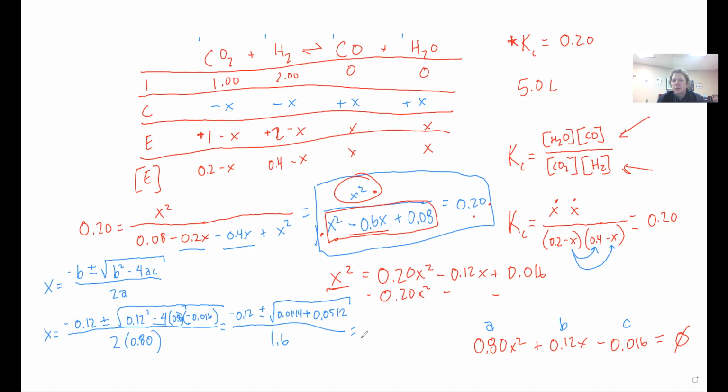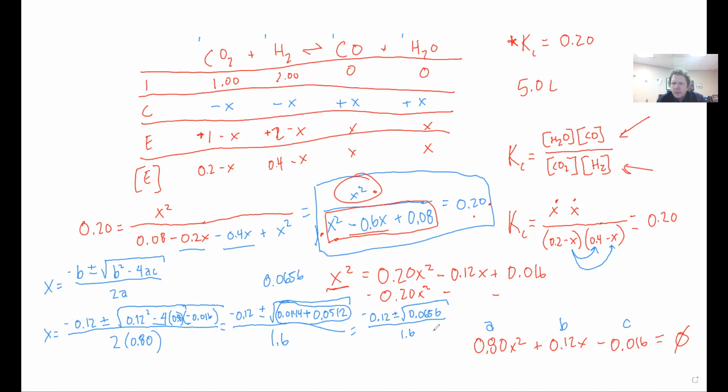Okay, so now as I continue working through this, I'm going to say negative 0.12 plus or minus, and now I'm kind of at a crossroads here. Well, I want to combine these. 0.0144 plus 0.0512. When I add those up, I get 0.0656. So negative 0.12 plus or minus the square root of 0.0656. This is all divided by 1.6.